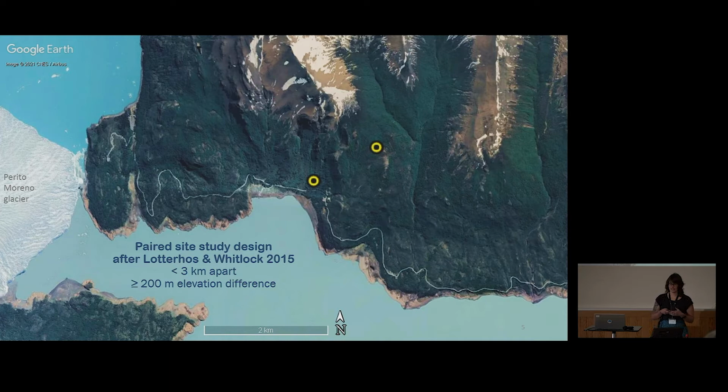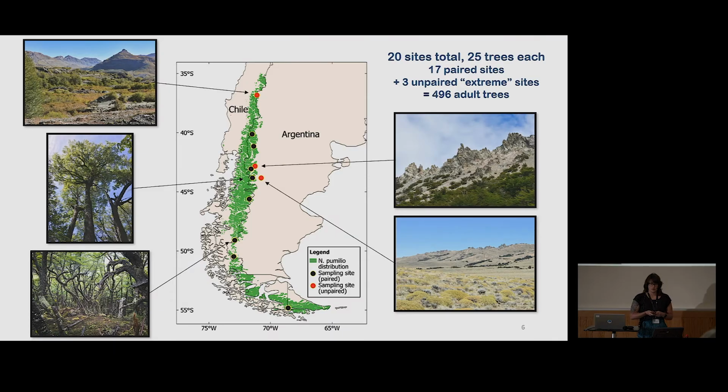So what this looks like on the ground, here's an example from the southern part of the range near the ice fields. These 2 sites are about 1 kilometer apart, but they're over 300 meters in elevational difference. We always try to have at least 200 meters of elevational difference just to ensure that temperature differentiation. If you zoom out, this is what it looks like in the entire range.